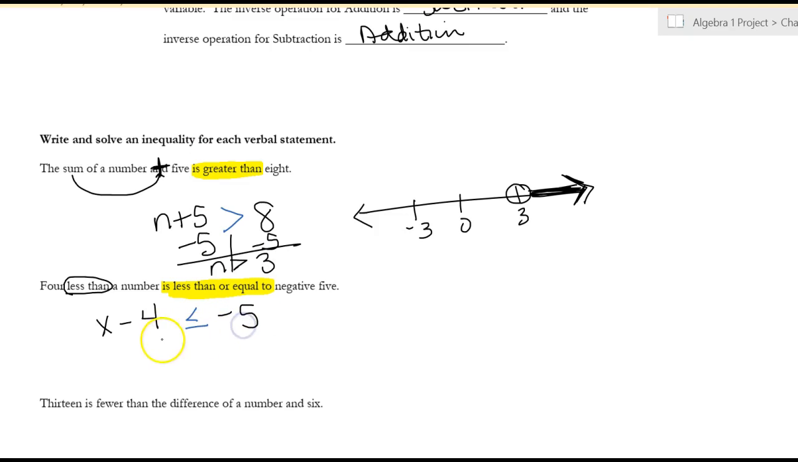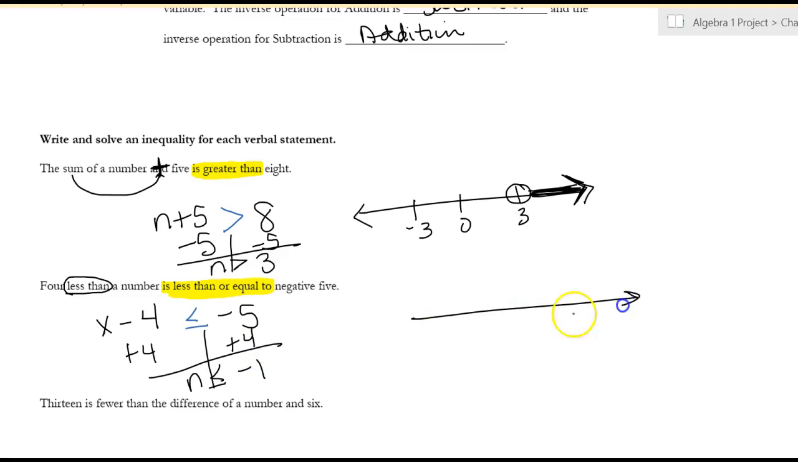Less than or equal to -5. Now I solve this problem, and to get rid of a minus 4, you add 4 on both sides. So n is less than or equal to -1. Now I'm going to graph it. So closed circle, going to the left. It's kind of an ugly arrow, but it works.